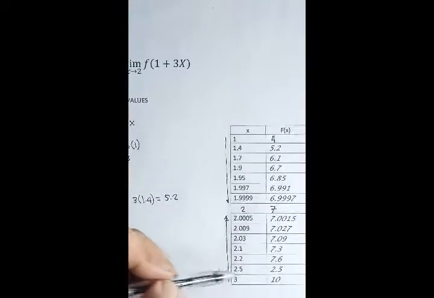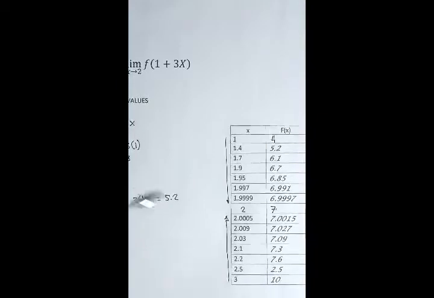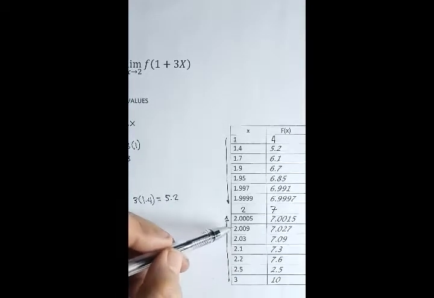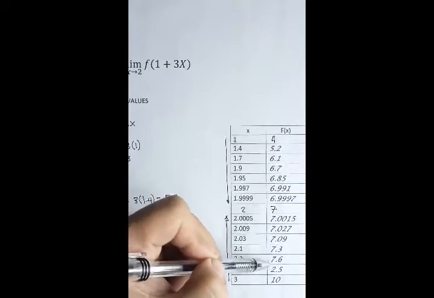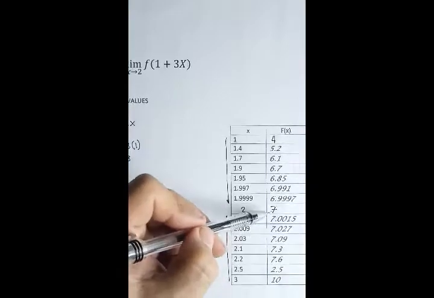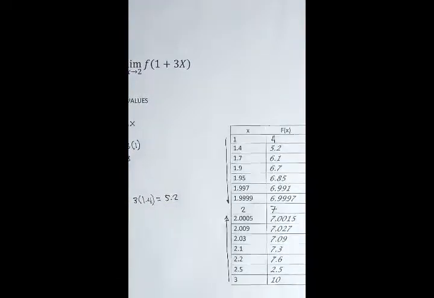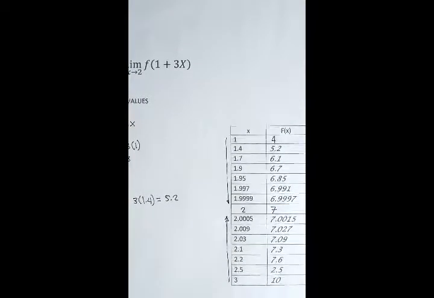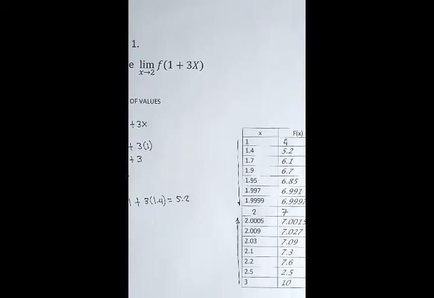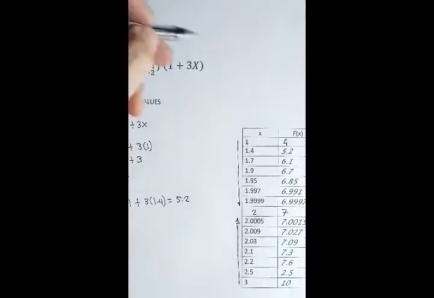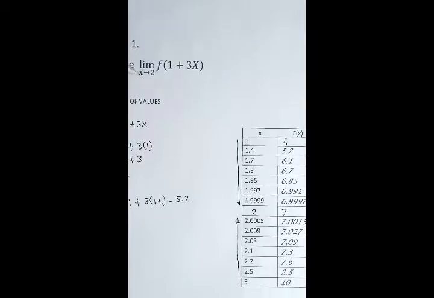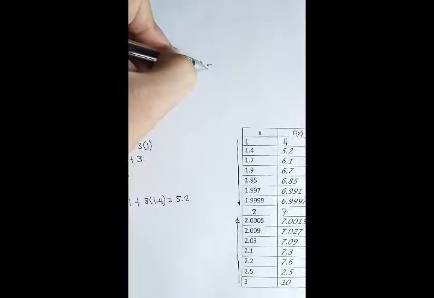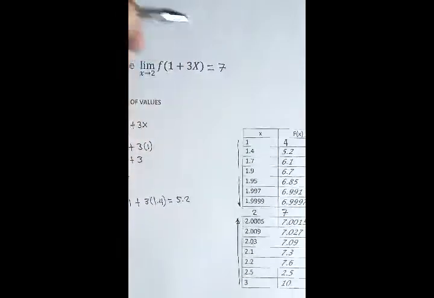The same on the other side. When x equals 3, f(x) equals 10, and then as it gets smaller, at 2.005, which is close to 2, our value of f(x) has the limit 7. So our answer using the table of values: the limit of 1 plus 3x as x approaches 2 is equal to 7.